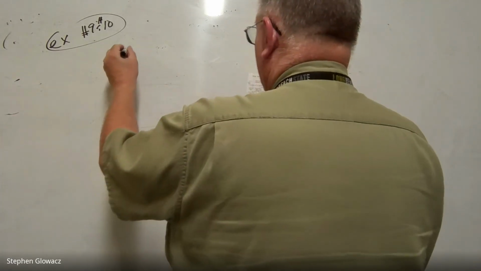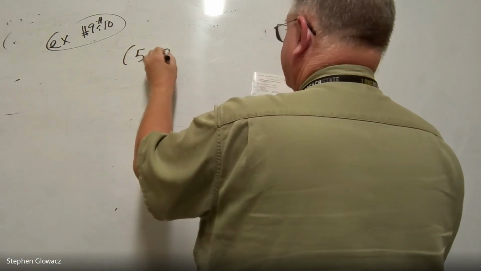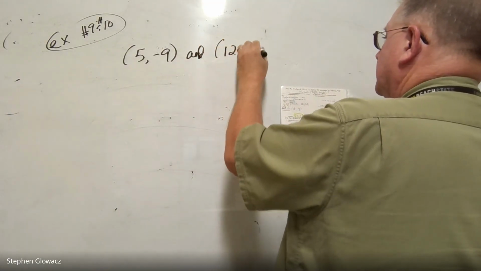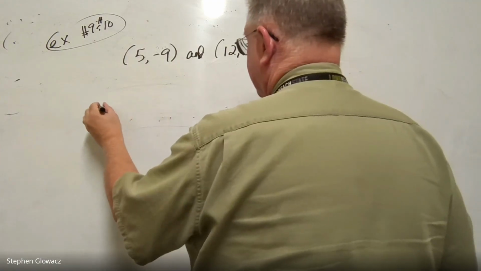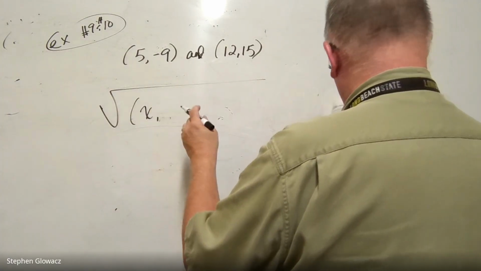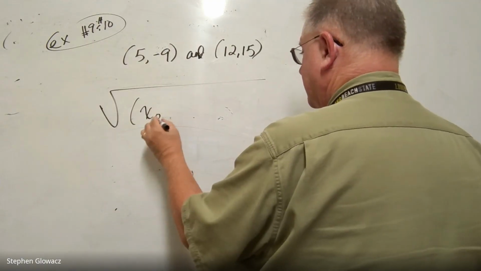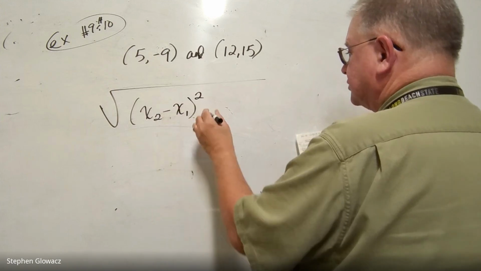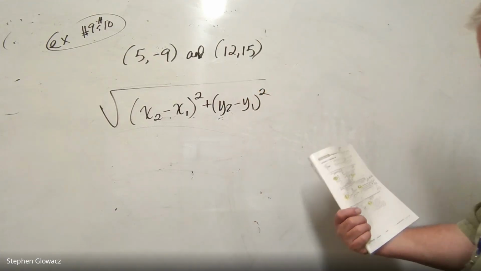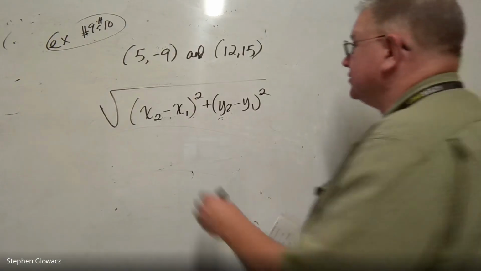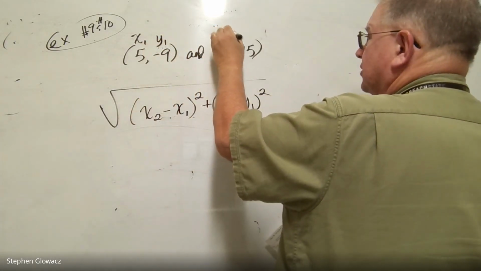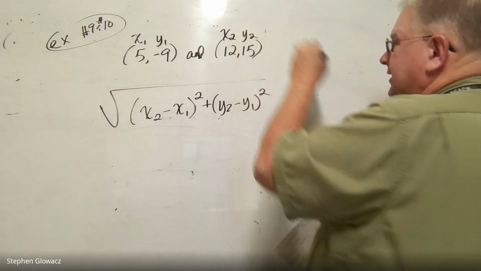All right, so our ordered pairs here are going to be 5 and -9, and 12 and 15. And let's go ahead and write the formula up here. And so we have x sub 2 minus x sub 1, and we're going to square that, and then plus y sub 2 minus y sub 1 squared. All right, so now let's go ahead and label our points. This is our first ordered pair, so this is our x sub 1, y sub 1. And this is our second ordered pair, so this is our x sub 2, y sub 2.